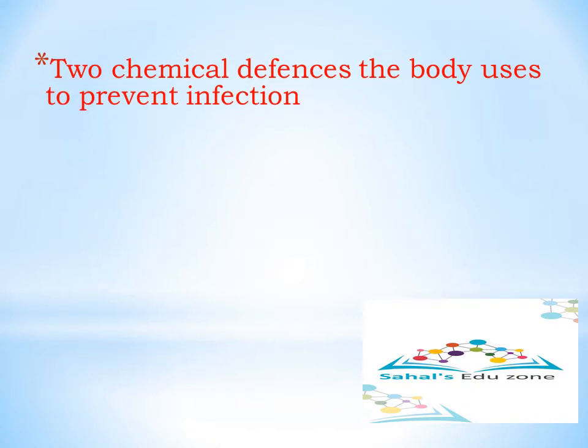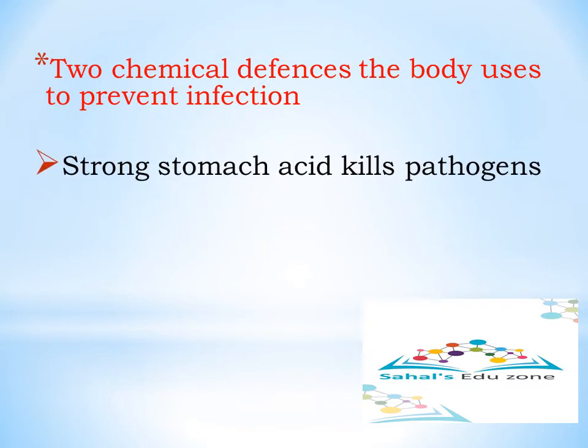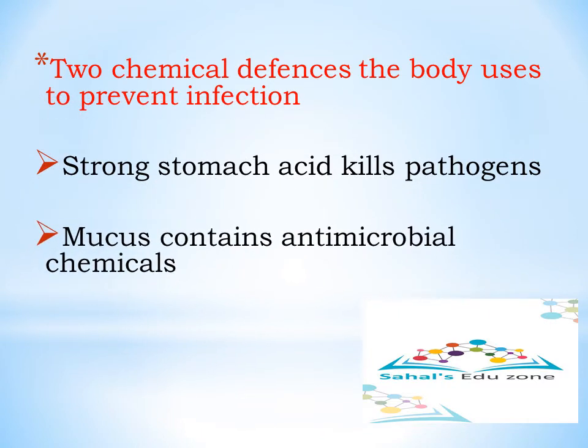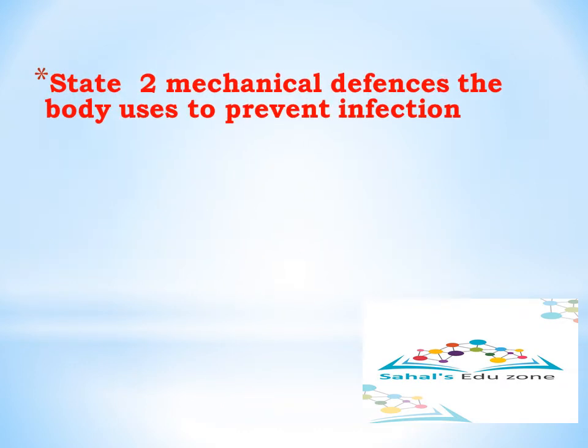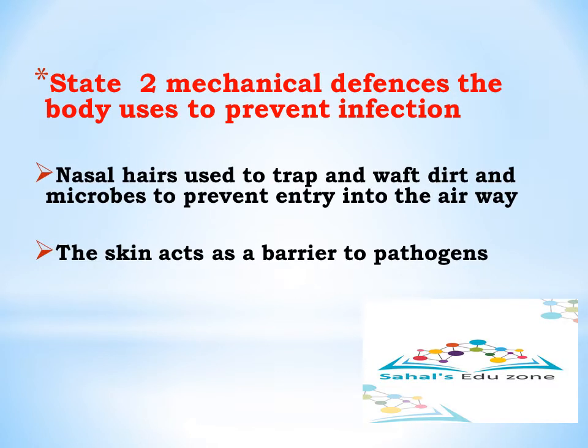Two chemical defenses the body uses to prevent infection: strong stomach acid kills pathogens, and mucus contains antimicrobial chemicals. Two mechanical defenses the body uses to prevent infection: nasal hairs trap and waft dirt and microbes to prevent entry into the airway, and the skin acts as a barrier to pathogens.